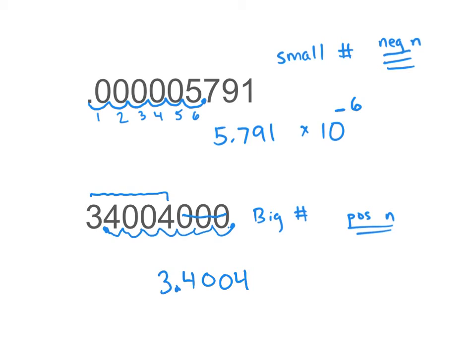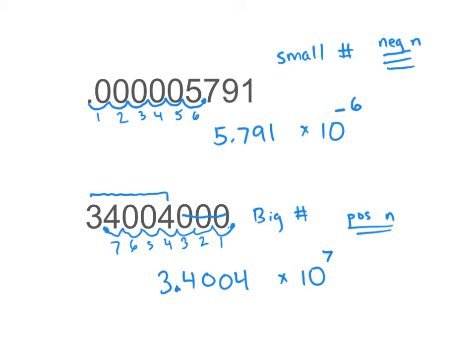All right, the next step is we put that times 10 stuff that we always have, and now we got to figure out our n. It's positive because this was a big number, and the value for n is how many times we moved the decimal. 1, 2, 3, 4, 5, 6, 7 times. So I put a 7 for my n.